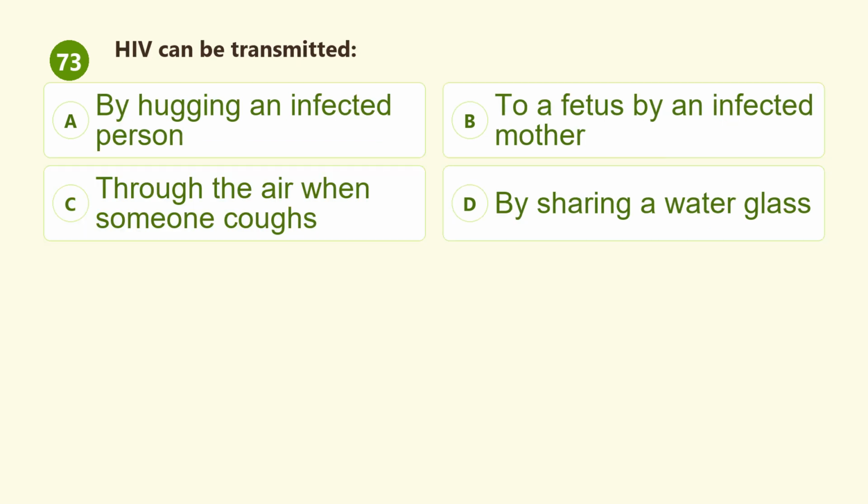Question 73. HIV can be transmitted. Option A, by hugging an infected person. Option B, to a fetus by an infected mother. Option C, through the air when someone coughs. Option D, by sharing a water glass.